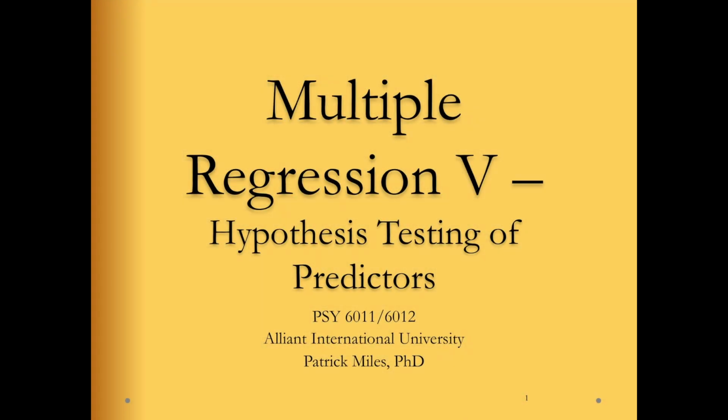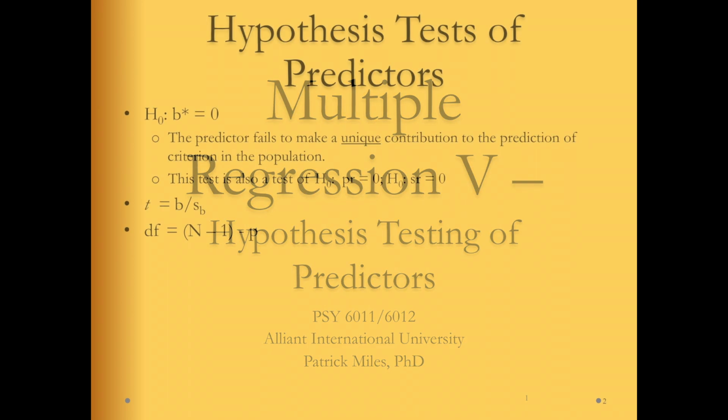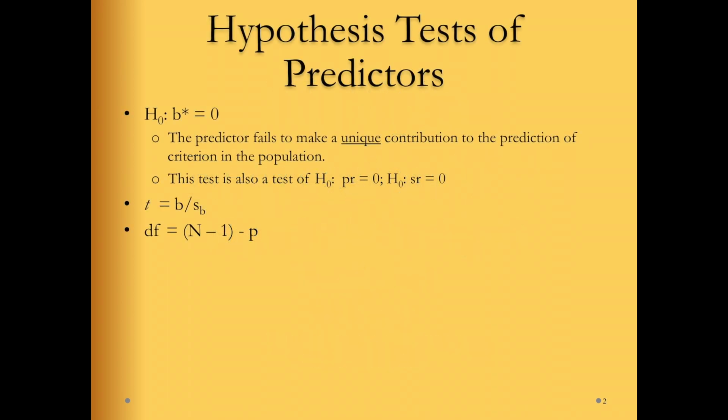Hi, this presentation continues the series on multiple regression and focuses on the testing of the statistical significance of individual predictors and the interpretation of the results. Researchers include predictors in models because they hypothesize that they will help to predict variance in Y. Thus, the null hypothesis concerning the effect of any predictor is that the predictor fails to make a unique contribution to the prediction of the criterion in the population. Note that the emphasis is on the word unique.